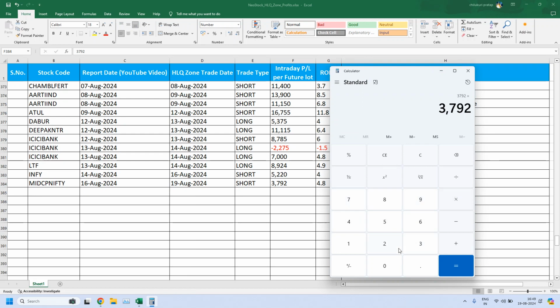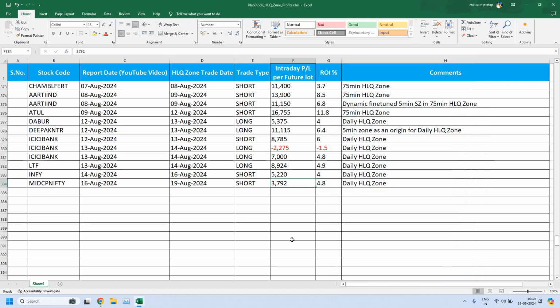3792 into 2, 7,584 rupees. That is what you got in the earlier trades. You see 8,900, 7,000, 8,700, 5,300. Because it is only 80,000, see the 4.8% RR you got. See here, 4.9% RR you got, 8,924.